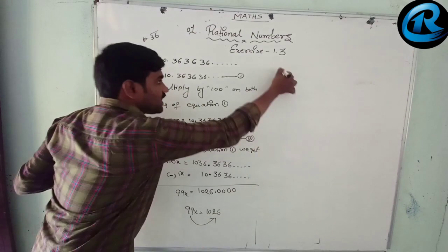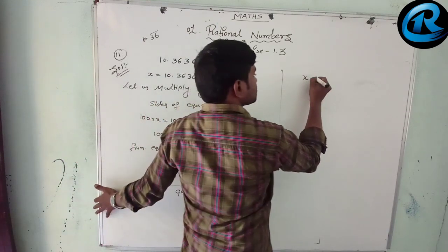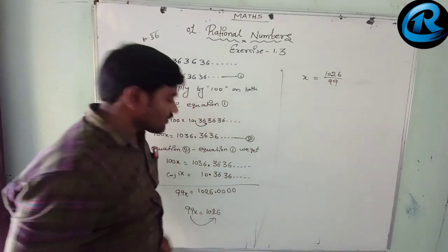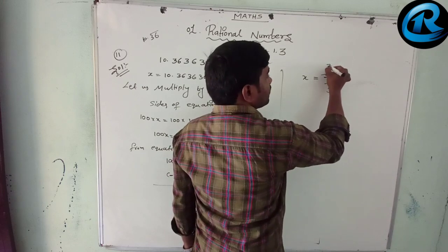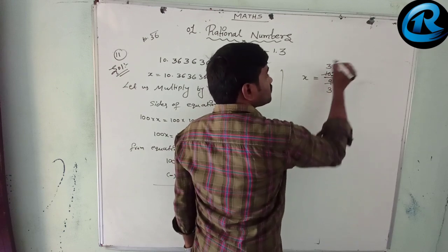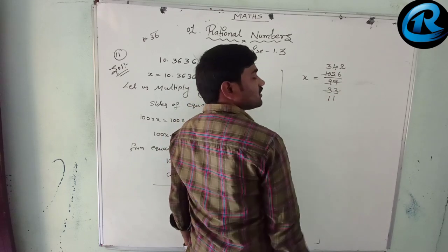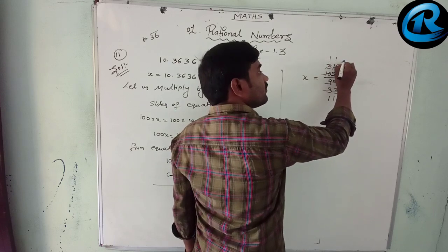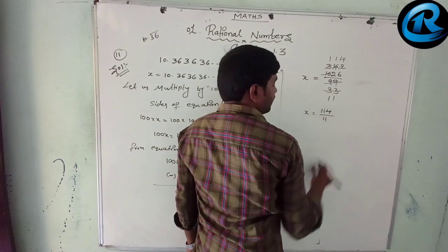This 99 will transfer to this side. So we get x equal to 1026 by 99. Okay, let us cancel in the 3 table. 3 3s are 9, 3 3s are 9. Here 3 3s are 9, 1 left, it becomes 12. The 2 becomes 12 now. 3 4s are 12, 3 2s are 6 again. Now again it will be cancelled in the 3 table. 3 1s are 3, 3 1s are 3. Here 3 1s are 3, 1 left, it becomes 12 now. 3 4s are 12. So x equals 114 by 11.